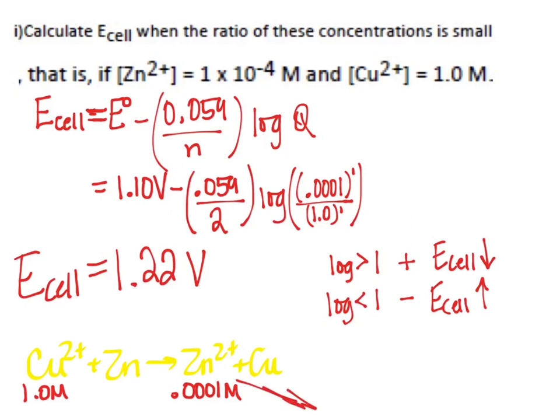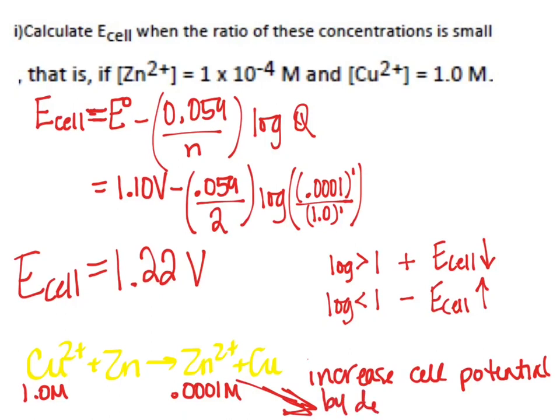We've decreased the zinc, right? So we've shifted to the right. So if we shift it to the right, we are going to increase our voltage, increase the cell potential. So increasing the cell potential by decreasing our concentration of the zinc. Any questions? One more problem and we're done.